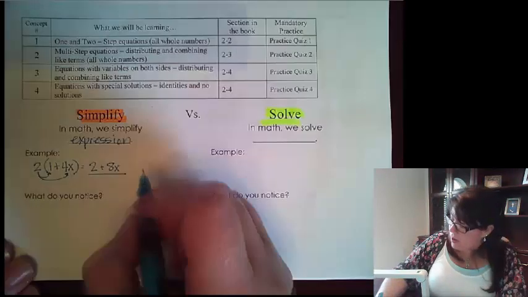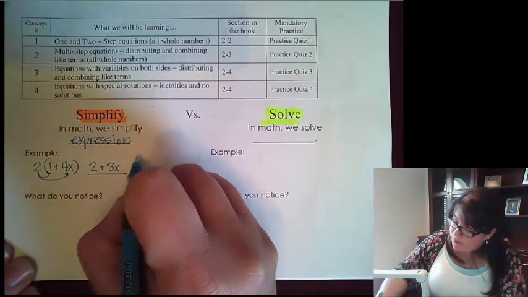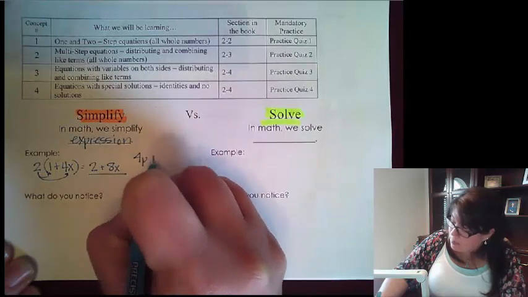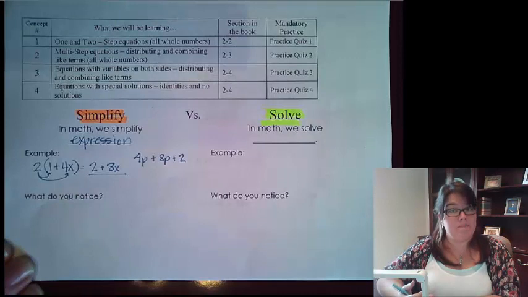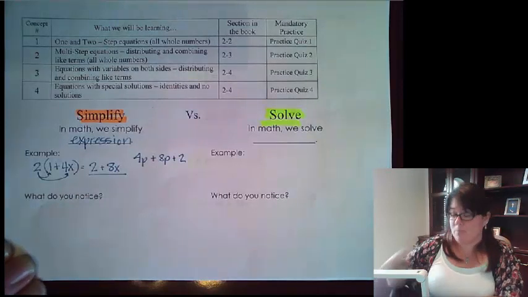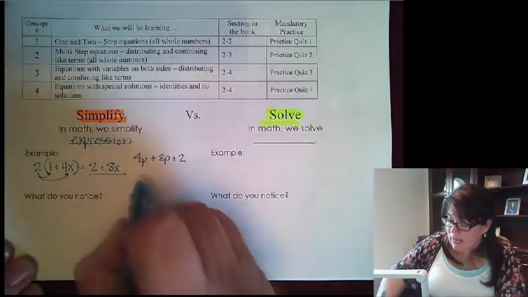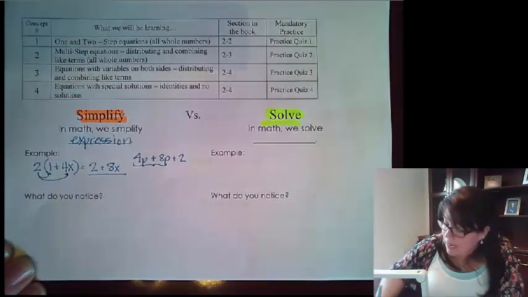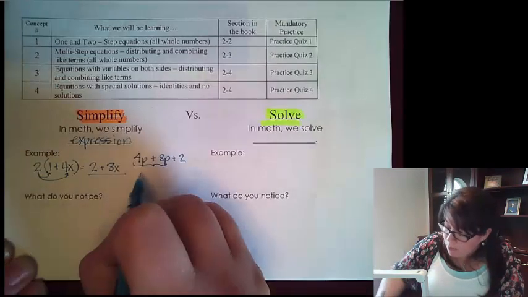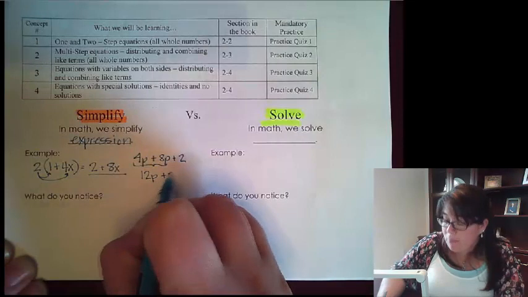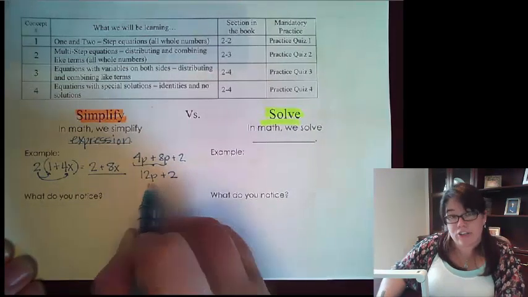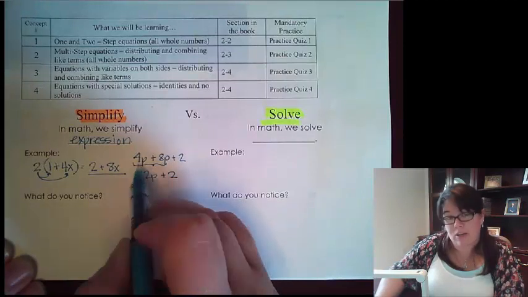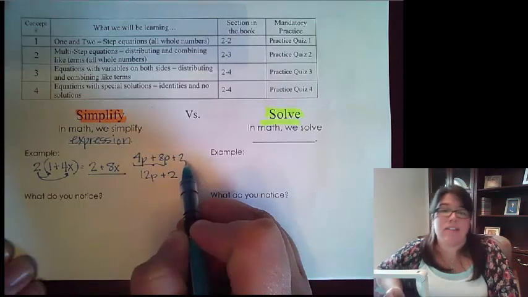I could also have, let's see, 4p plus 8p plus 2. That is an expression. If I simplify that expression, I take 4p and 8p, since they're like terms, and I combine them together to be 12p plus 2. So 12p plus 2 is a simplified expression. It's the simplified version of this larger expression up top. Now let's take a look at solving.